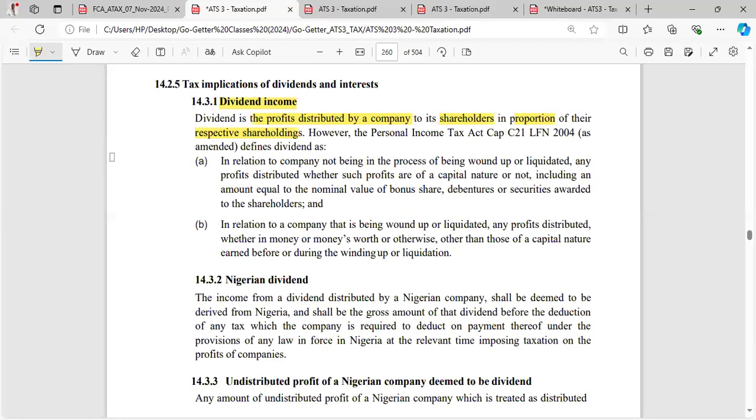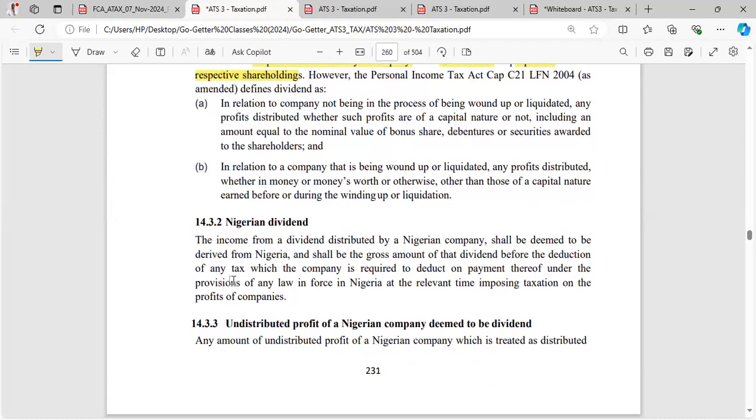All right, so that's it. Then we have Nigerian dividend. What is Nigerian dividend? This is the income from a dividend distributed by a Nigerian company. So when a Nigerian company distributes a dividend, it means it is Nigerian dividend.